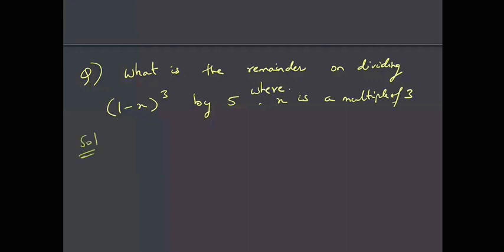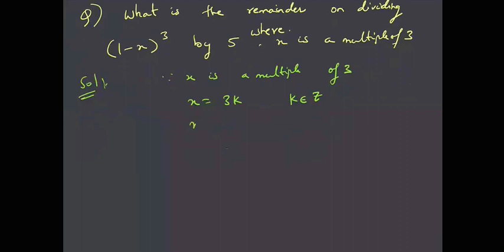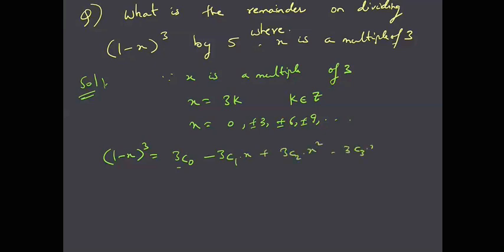So we can do it by the same technique, right? Since x is a multiple of 3, I can write x as 3k where k is an integer. So x can take the value 0, plus minus 3, plus minus 6 and so on. So 1 minus x whole cube, let us expand this. So this is 3c0 minus 3c1 into x plus 3c2 into x square minus 3c3 into x cube. Right, so this is 1 minus 3c1 into 3k plus 3c2 into 3k whole square minus 3c3 into 3k whole cube.